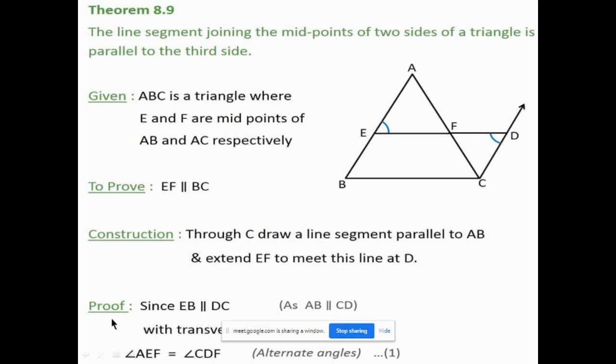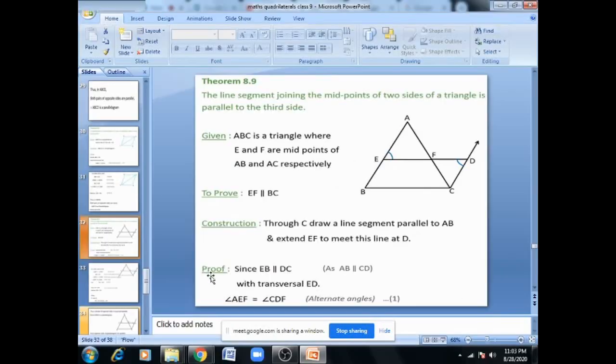Now the proof of this theorem will start with EB. EB is a line parallel to CD. Why? Because we have constructed CD as parallel to AB and EB is a part of line AB. So we can say this line EB is parallel to CD.